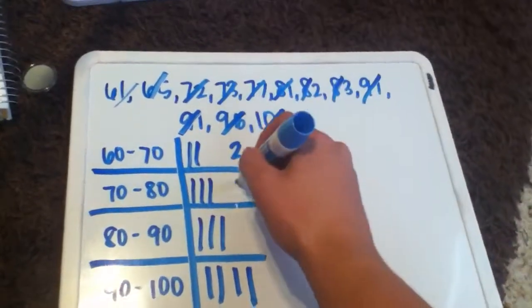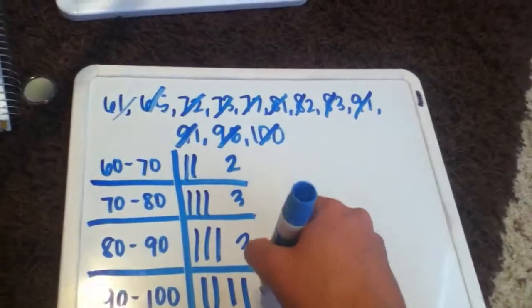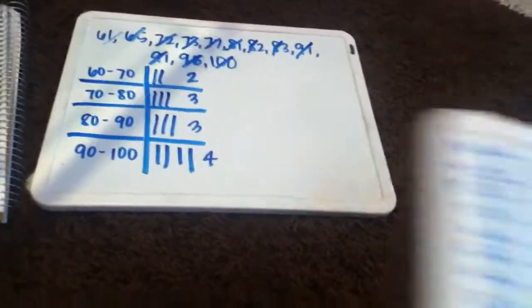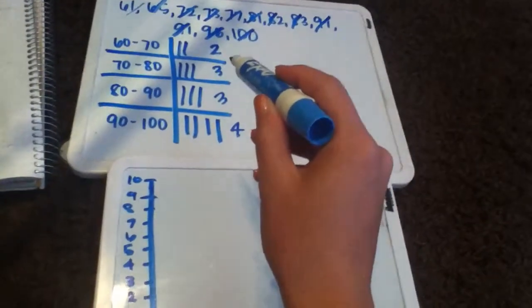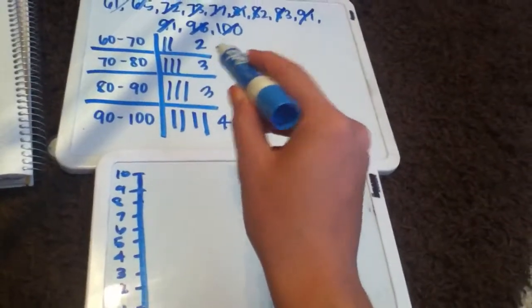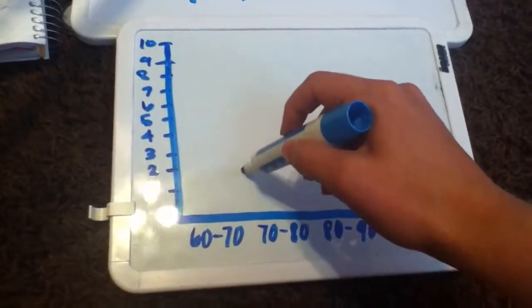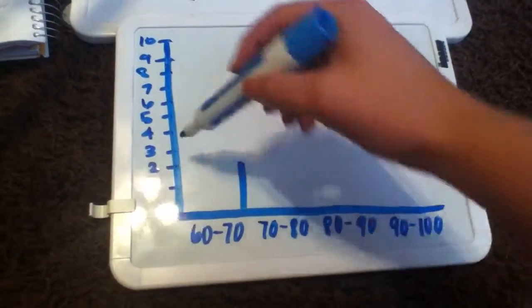So now what we can do is tally these up. So we know this is 2, 3, 3, and 4. So these are the numbers that I'm going to now transfer onto this histogram. So the next thing I'm going to do is keep this right in front of me, and then I'm going to have this as well. So right here we see the 60 to 70, and we know that 2 students got a score in that range. So we can draw this to be at 2 students.